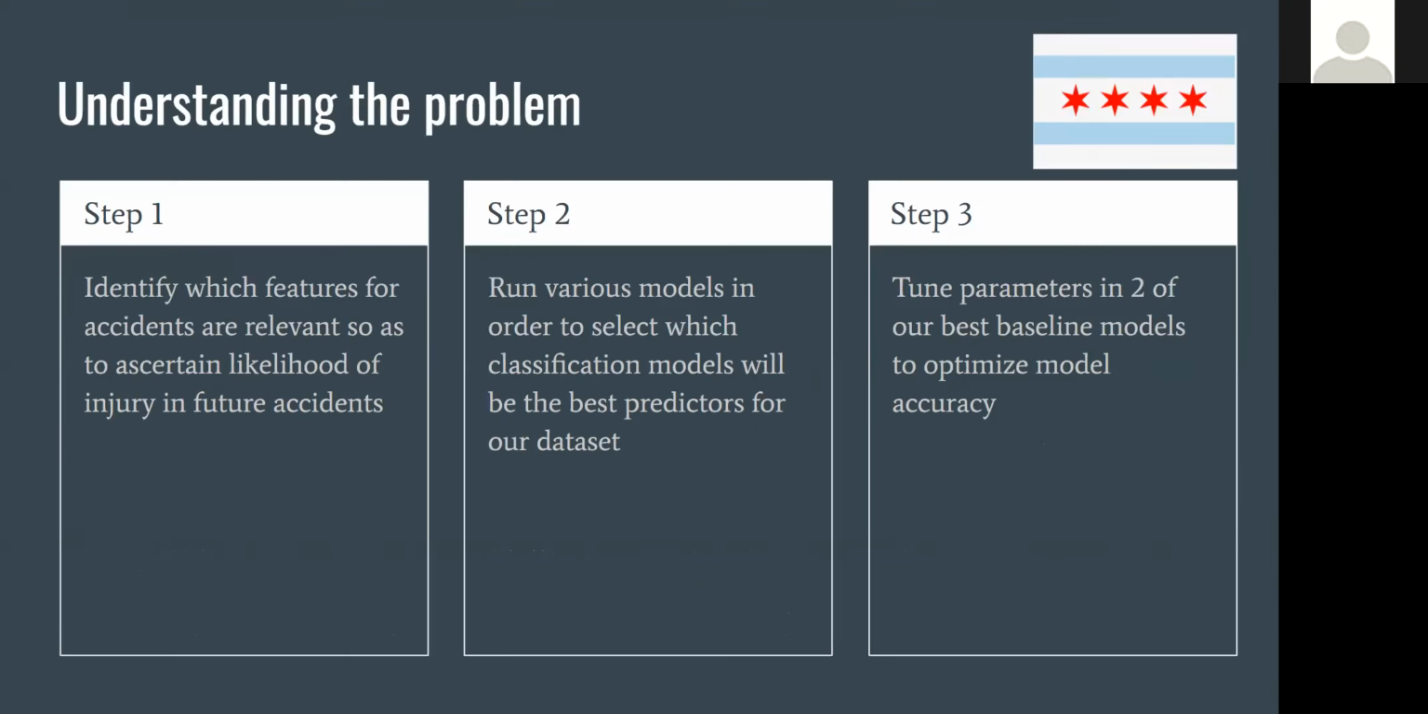So a little bit on understanding the problem and how we approached it. The first step was to identify features that we thought were going to be relevant to injury and accidents, and then get rid of all the other columns that we didn't think were necessary. And then we ran through various vanilla models to get a baseline for each model. And then for our last step, we picked two of the models that we thought performed the best for the baseline. And then we dove a little bit deeper to tune up the parameters for each one.